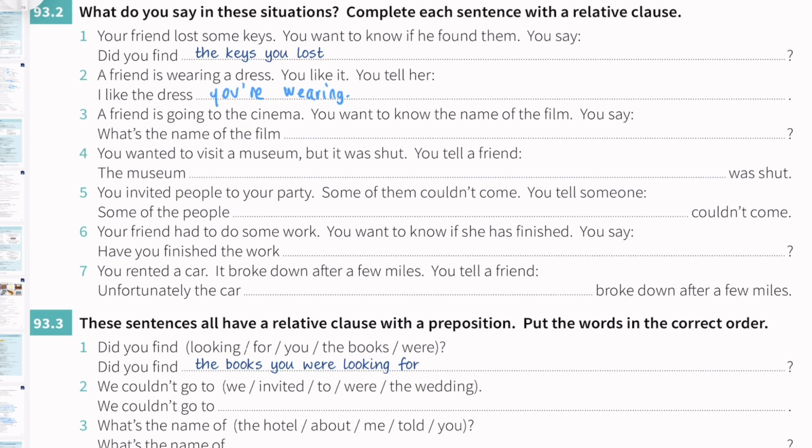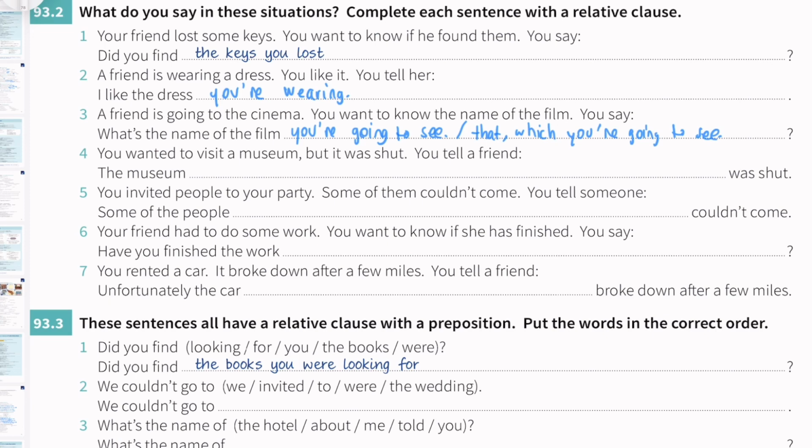A friend is going to the cinema. You want to know the name of the film. You say, what's the name of the film you are going to see? But again, you can say that or which you are going to see as well. So again, 3 possibilities, we can leave it out because it's the object, right? We can say the film you are going to see, or that you are going to see, or which you are going to see.